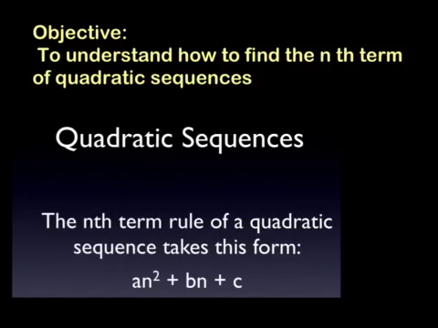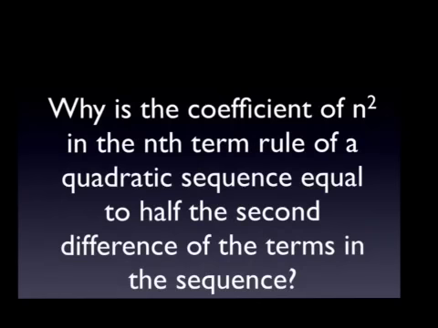Now the question I'm going to pose to you is shown here. Why is the coefficient of n squared in the nth term rule of a quadratic sequence equal to half the second difference of the terms in the sequence? That's a question I'm posing to you. So before we do the nth term, we're going to look at the background to this, and then we can use that information to find the nth term of quadratic sequences.